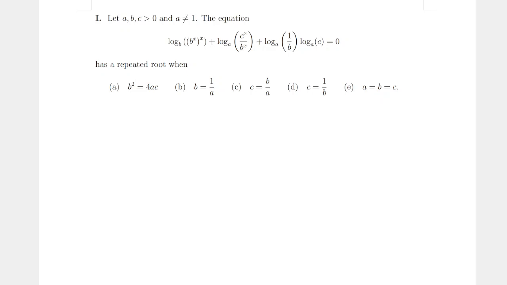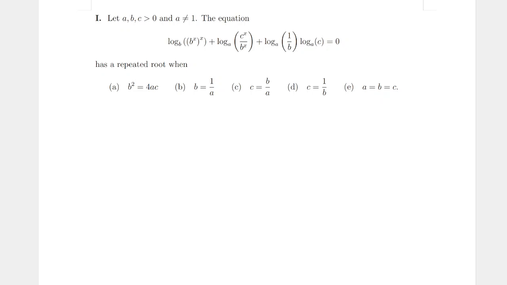Okay, question 1. Let a, c be greater than 0 and a is not 1. This bulky equation, which I can't be bothered to read out, of course, has a repeated root when which of the following happens? Okay, so this equation looks horrendous, but actually, if you look at the first term, there's already some massive simplification going on.